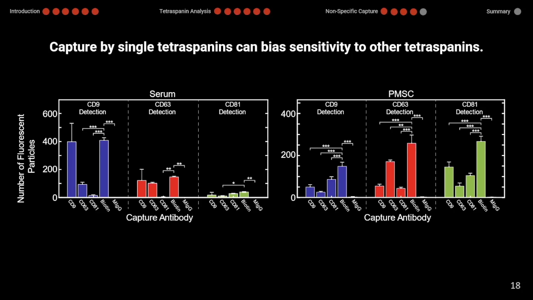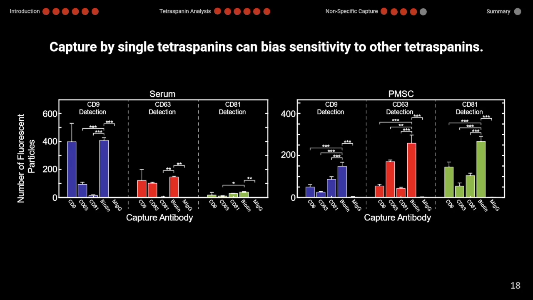We also found this in our placental mesenchymal stem cells. For example, with CD63 capture, there's very high detection of CD63 compared to any of the other two tetraspanins, whereas in our non-specific capture, we found that there was very high detection by both CD63 and CD81. This meant that we were changing our sensitivities to other molecules when capturing by a single tetraspanin.